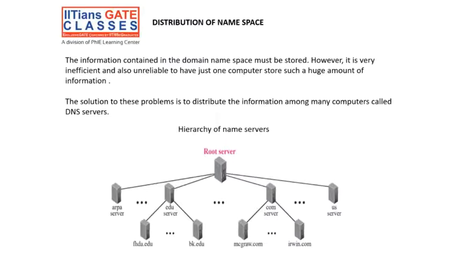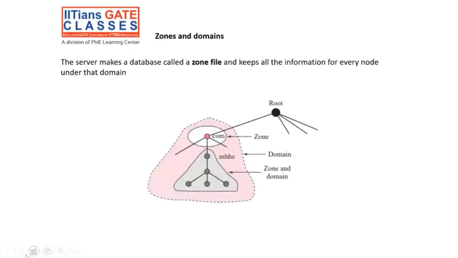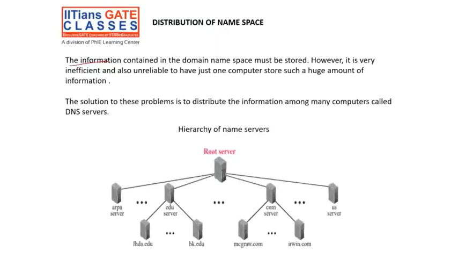Distribution of namespace. The information contained in the domain namespace must be stored somewhere. However, it is very inefficient and also unreliable to have just one computer store such a huge amount of information, because so many domain names are there, in the millions or billions.